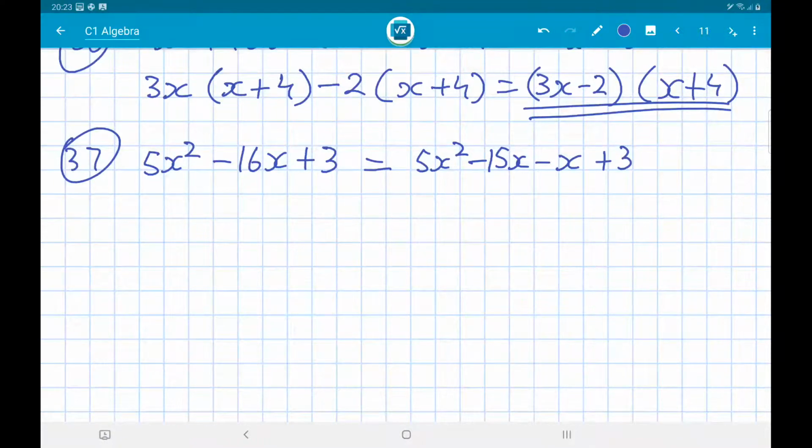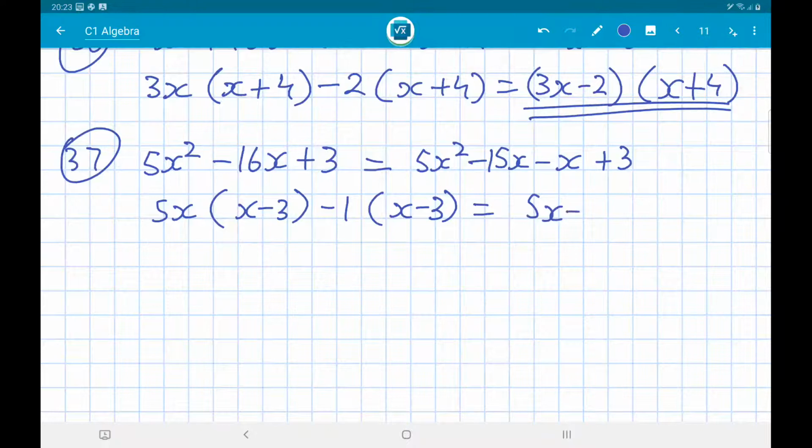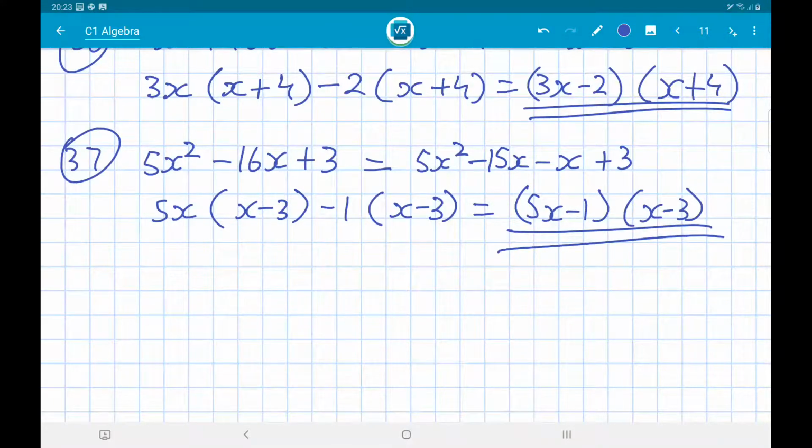Okay? And you would end up with 5x on the outside. You have x minus 3 over there. And if we take out a minus 1, sorry, my bad, not x, because x is not there with 3. Take out a minus 1, and we take out a minus 1 from there as well, that changes sign, so you end up with x minus 3 on that side. And that would be equal to 5x minus 1 with x minus 3 as a common factor. Or in other terms, you would end up with x minus 3 with 5x minus 1 as the common factor. Yeah, you basically end up with the same thing. 38.